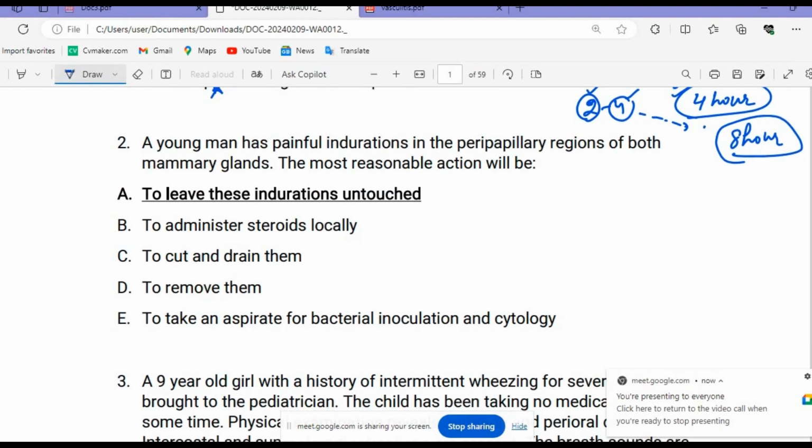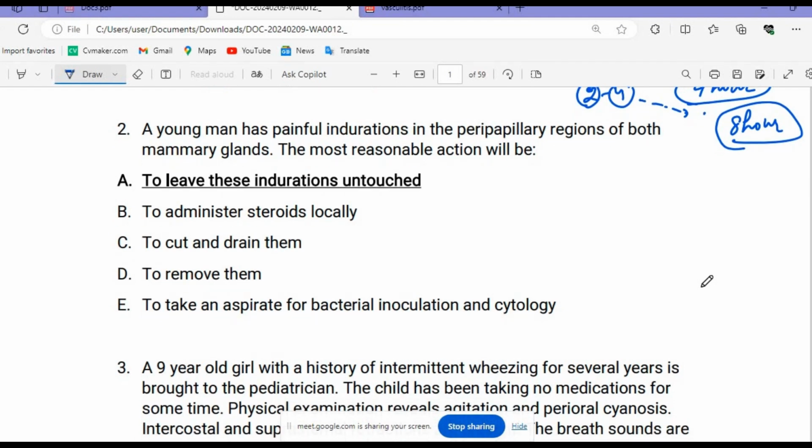Okay, so let's do the next question. A young man has painful induration in the peripapillary regions of both mammary glands. The most reasonable action will be? See, when we see that a young man has a painful induration in the peripapillary regions, there is a painful induration we can see.